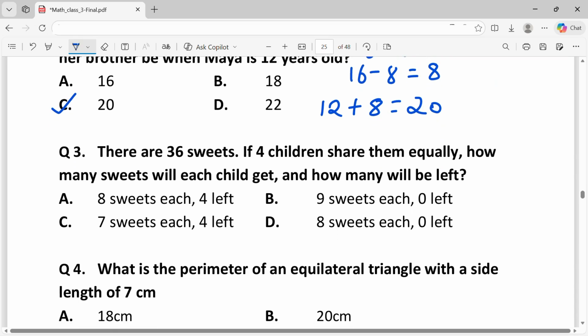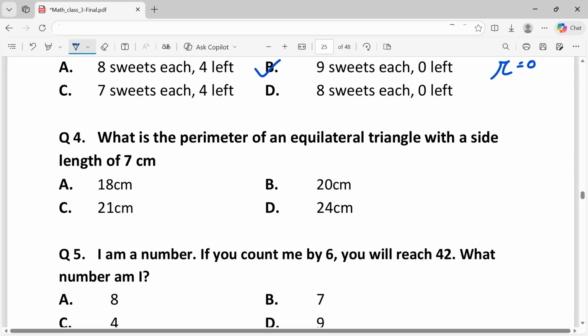Question 3. There are 36 sweets. If 4 children share them equally, how many sweets will each child get and how many will be left? The number of sweets each child gets is the total number of sweets divided by the number of children, that is 36 divided by 4. So that is 9, with remainder as 0. So the answer is B. 9 sweets each, 0 left.